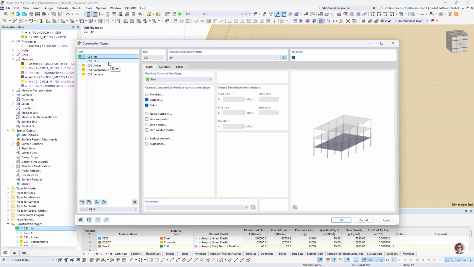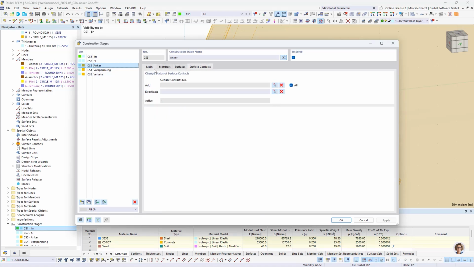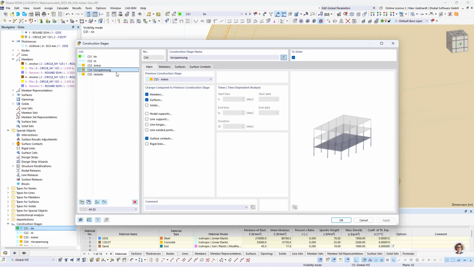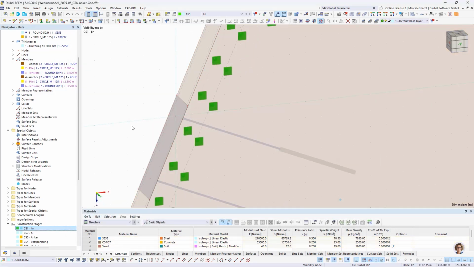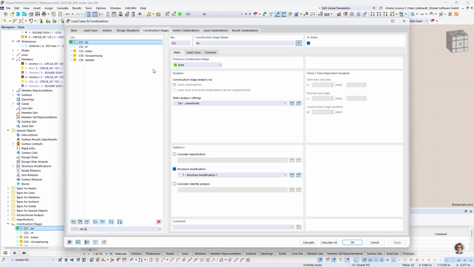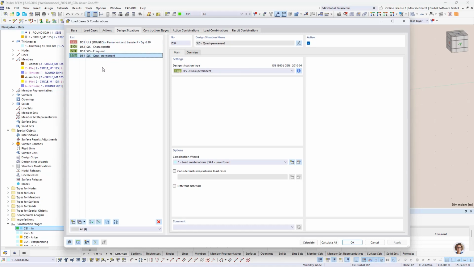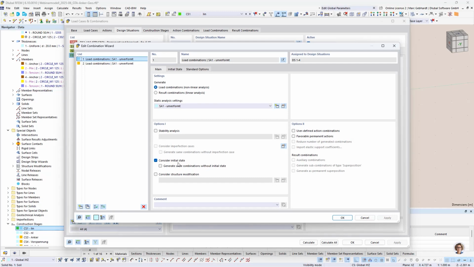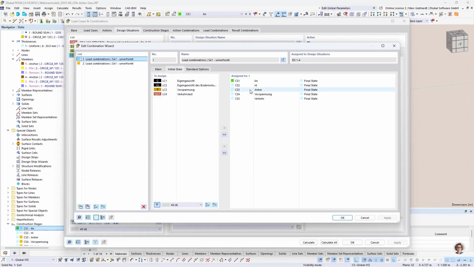We have construction stage for the linearized stress, nonlinear calculation. Afterwards, the anchors will get self-weight, so the members, surface, and surface contacts will be active, and also pretension and the vehicle load. So we're going over and see our design situations. We only use the quasi-permanent part. We want to do the combinations by the combination wizard and consider the initial states from the construction stages.